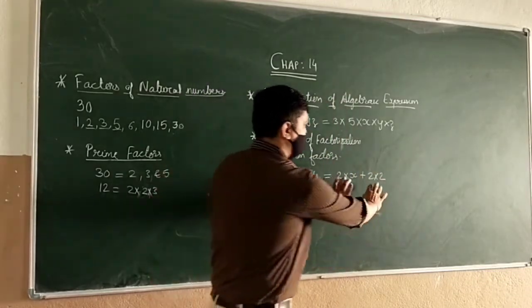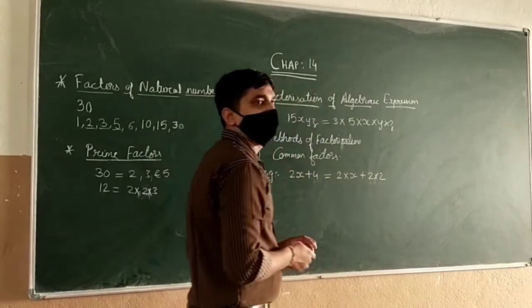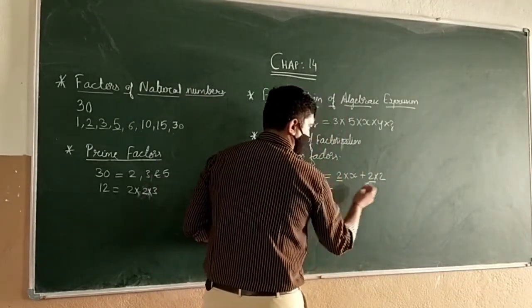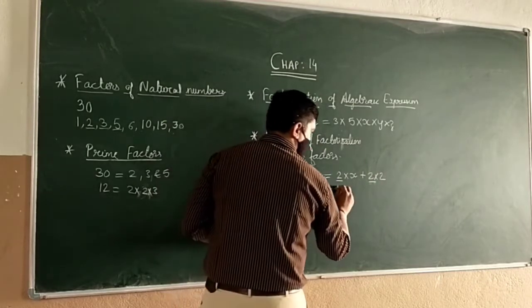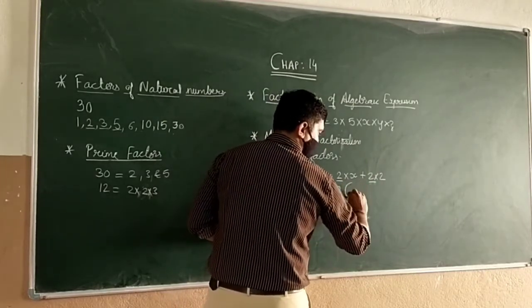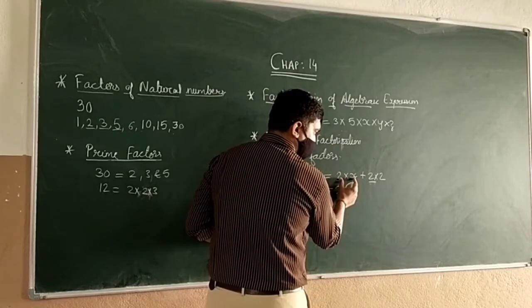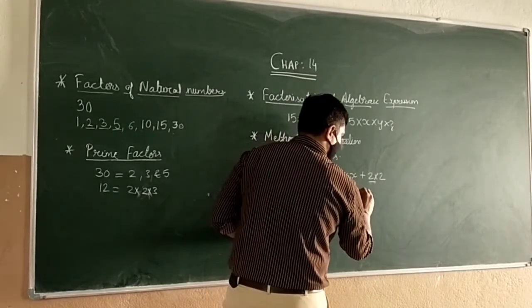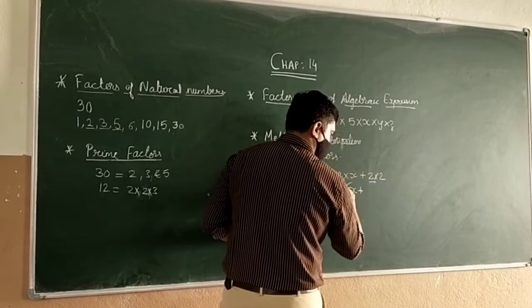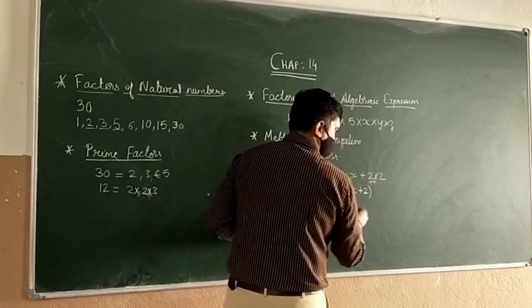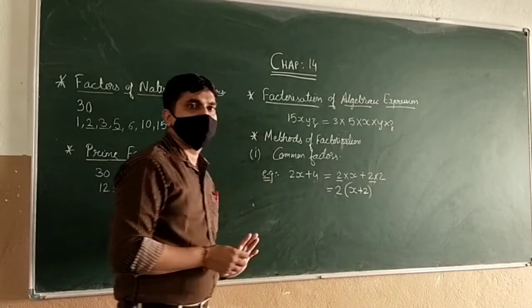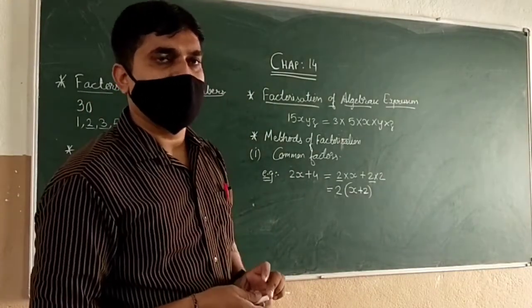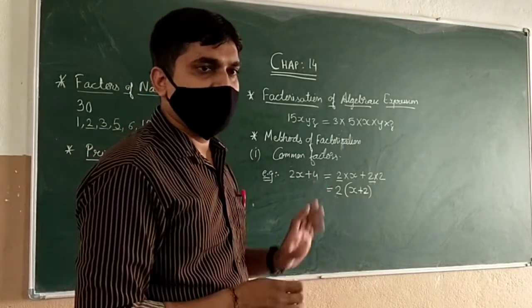Now from these two terms we will see the common number. What is the common number in each? 2. We will take it outside. 2 will come outside. Now inside, what will be left? Out of these, this 2 we have taken out. So now what is left? x plus 1. This is the common factor. Example of common factor: how to carry out common factors of a given expression.